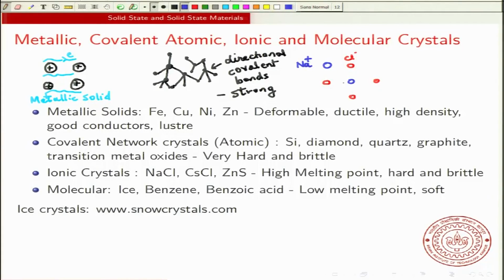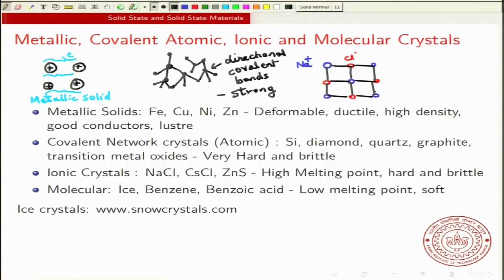So, you have an order, and I am just showing you 2 dimensions, but it is actually ordered in 3 dimensions. And so, now what happens is that these bonds between sodium and chloride, okay, they are ionic bonds and they are very strong bonds, okay.